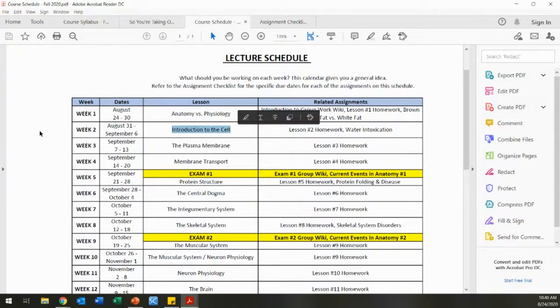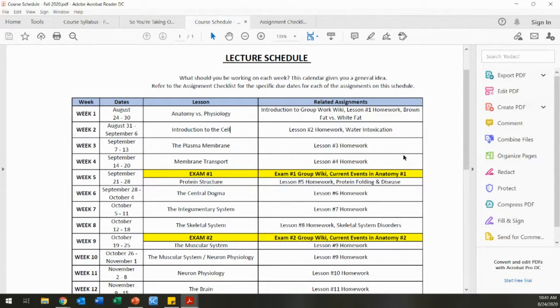Next week, we're doing the lesson called Introduction to the Cell. That's lesson number 2, number 3, and number 4. These first 4 lessons are what's included on exam number 1. Now, this schedule shows you, again, what topics or what lessons you should be completing each week. It also lists for you the homework assignments for lecture that are related to those lessons.